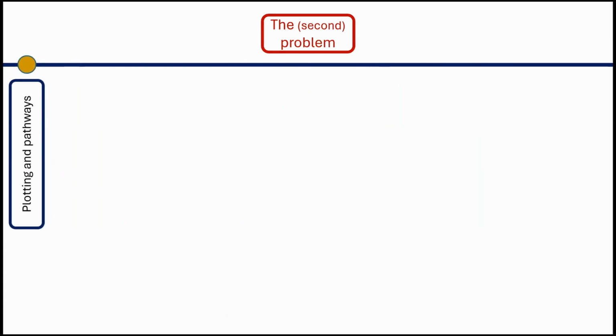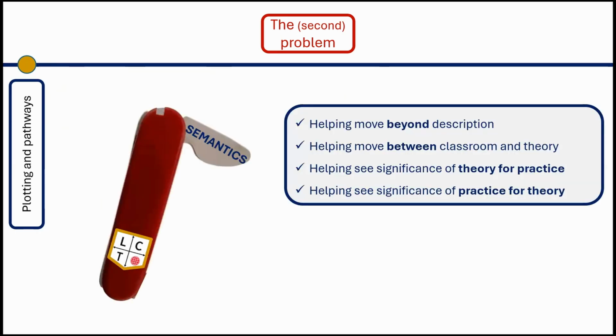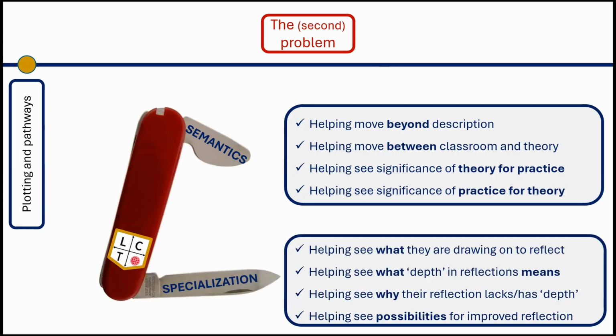So at this point, we had used LCT's semantics dimension to overcome this theory-practice divide issue. But we needed something else, something to get student teachers to understand how their reflections were often inadequate and how they could be made better. To do this, we turned to the specialization dimension to help students see why their reflections have or lack depth, and to give them an imagination for what a powerful reflection could look like. So I'm going to take you into what we did then.